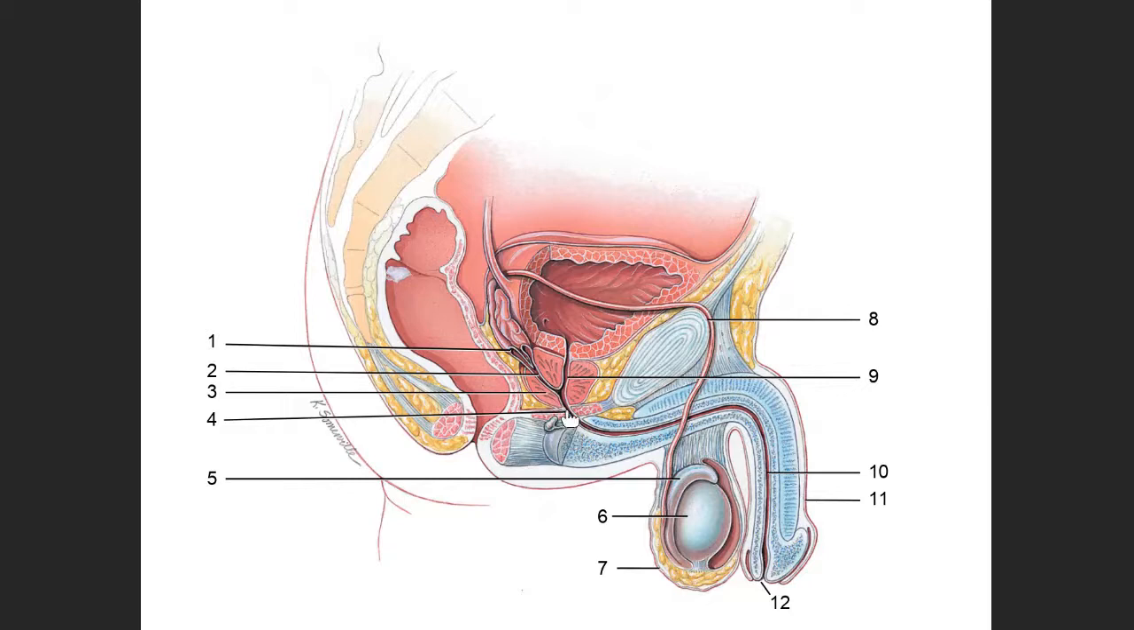Then you can see the membranous part of urethra. And after that, you have number 10, which is the penile urethra. Number 11 is the penis. And number 12 is the external urethral orifice.